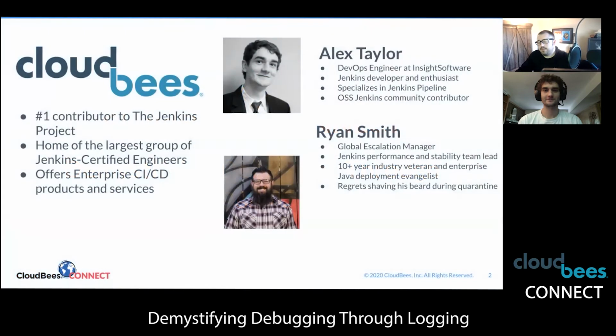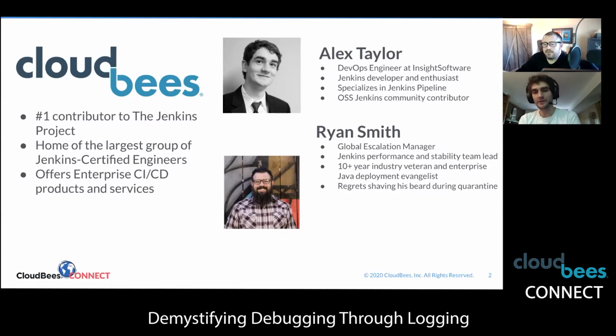My name is Ryan Smith, and I'm currently the Global Escalation Manager for CloudBees. I've been with the company for a little over 2 years. I'm formerly a Senior Development Support Engineer within our support organization, and I'm heavily focused on maintaining the performance and stability of Jenkins. I've worked with enterprise Java deployment for a little bit over a decade, and today I'm joined here by my friend and colleague, Alex Taylor, whom I've had the pleasure of working alongside for the last couple of years. Alex, can you tell us a little bit about yourself?